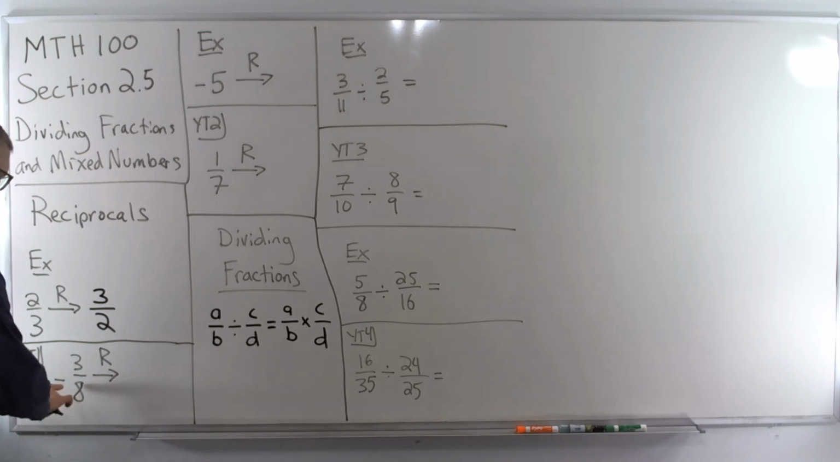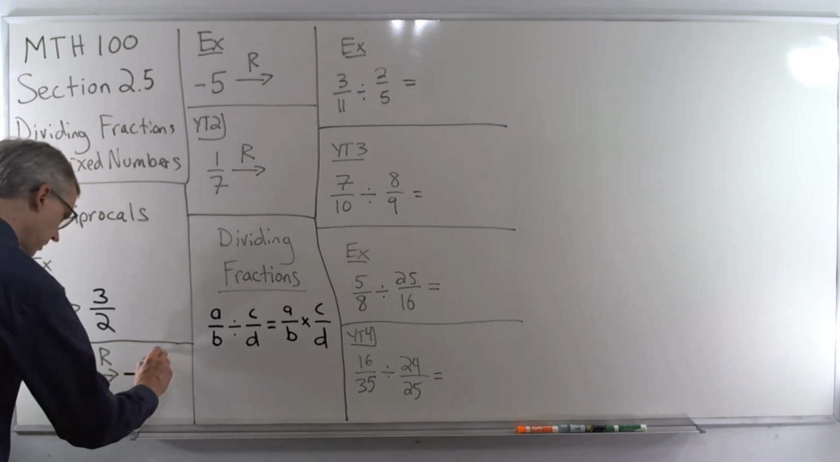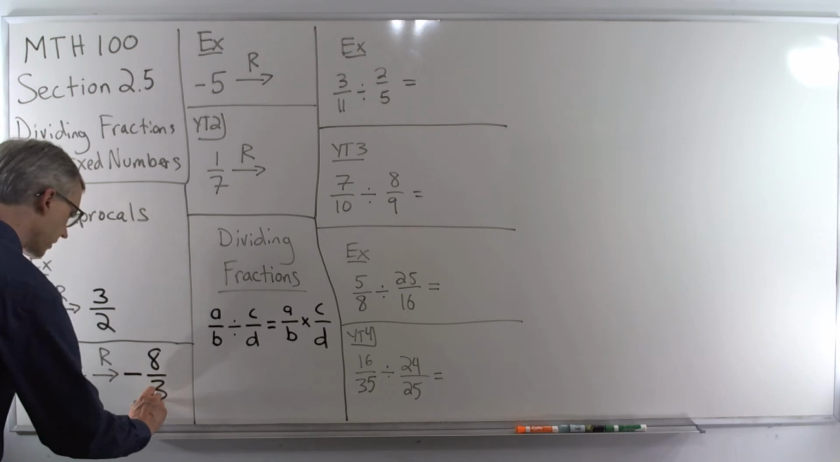All right, reciprocals keep their sign, so if it's negative, the reciprocal is negative. 8 goes on top, 3 goes on the bottom. -8/3.